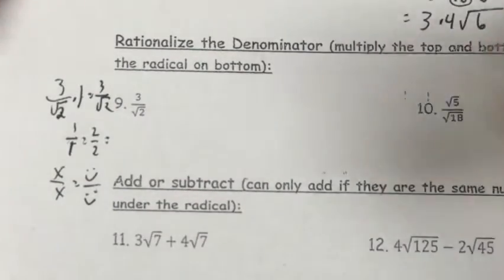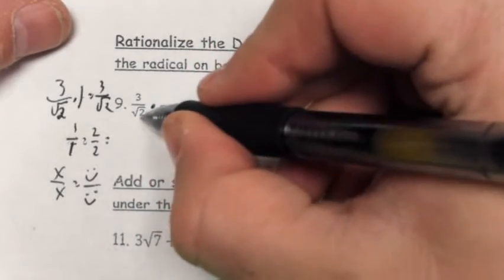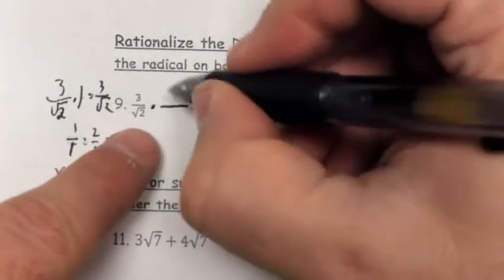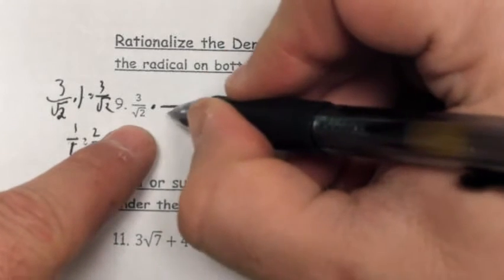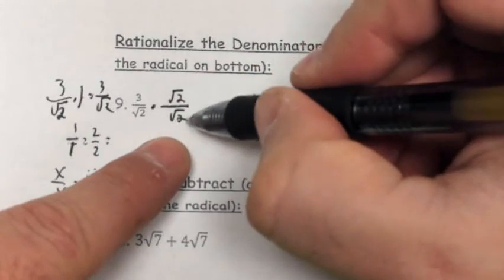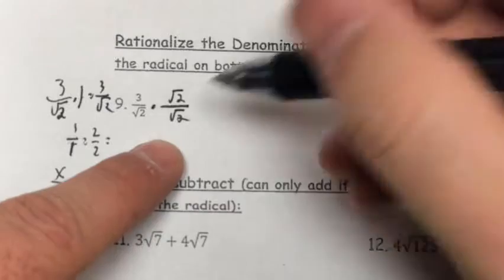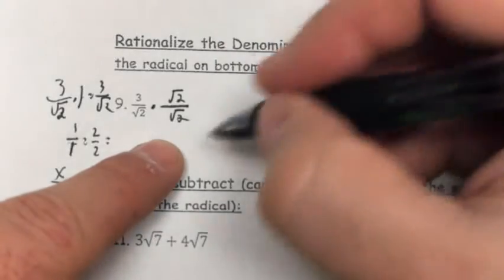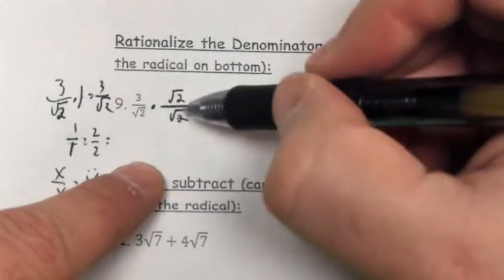Now I'm going to do that in a creative way that is going to eliminate the square root on bottom. The only way to do that is to take this radical here and put it in both the numerator and the denominator. This square root of 2 divided by square root of 2 is still 1, because anything divided by itself is 1. So I haven't changed anything here. Now, I'm going to just multiply these out.